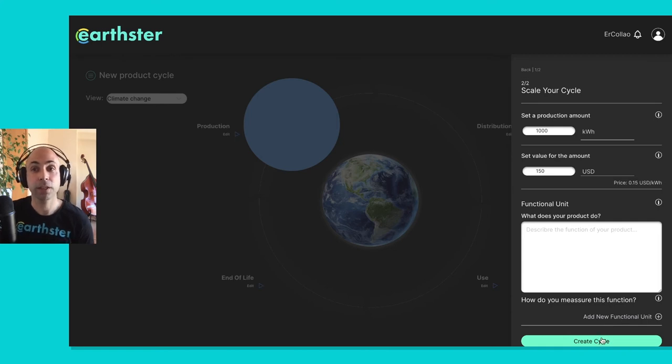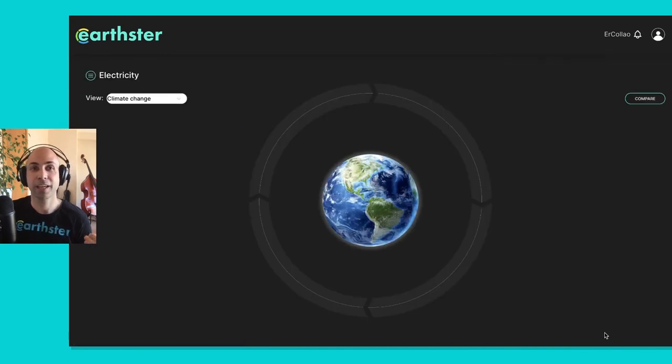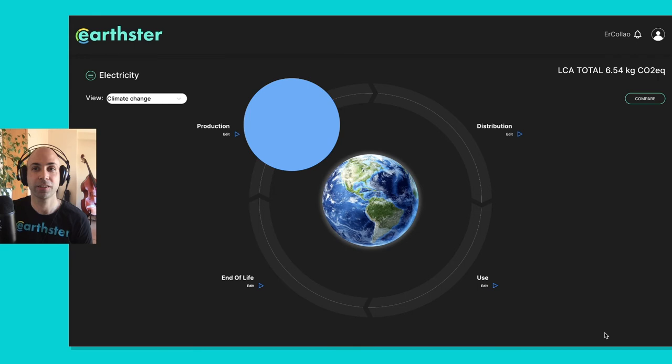And then once we've done all that, we can click on Create Cycle, and this part behaves pretty much like you saw before. It loads the cycle, it calculates the values in the background, and here we go. We could start editing. Now, one thing that you might notice, there's a few things that are different. I'll focus on one of them, which is this part on the side.